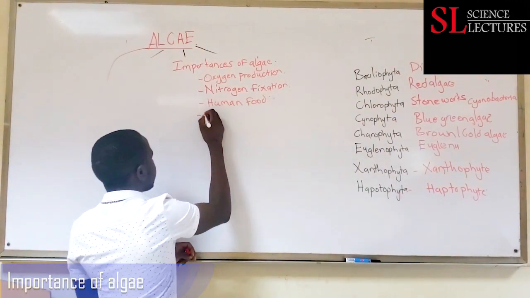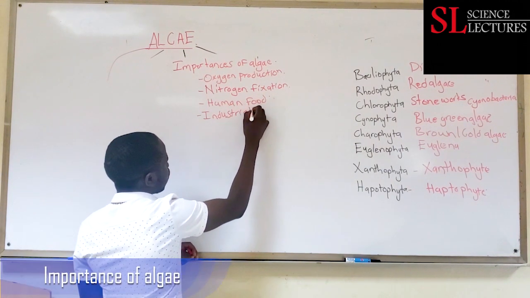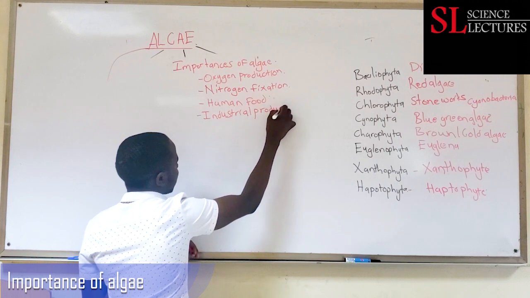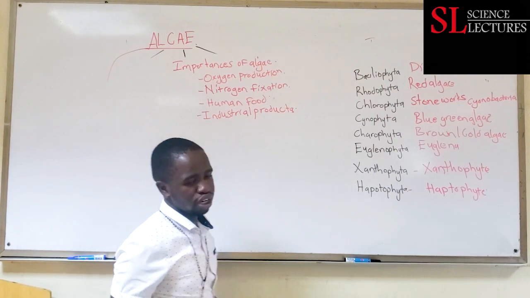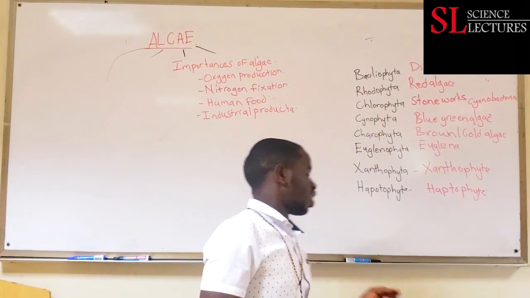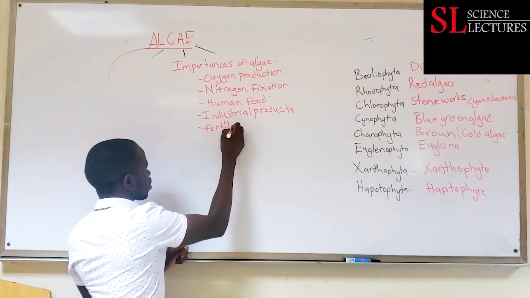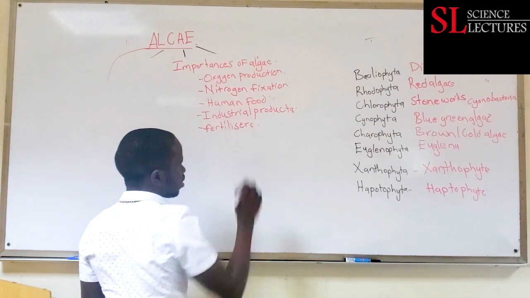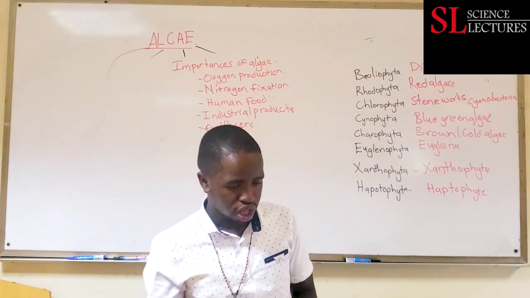Then some algae is used to manufacture industrial products, things like algae that is used, let's say, in storing of solution and absorption of other chemicals. Then still some algae is used in the manufacture of fertilizers that are used to improve on crop production.